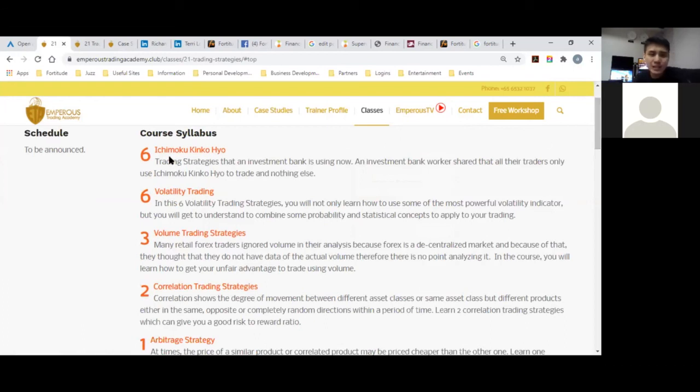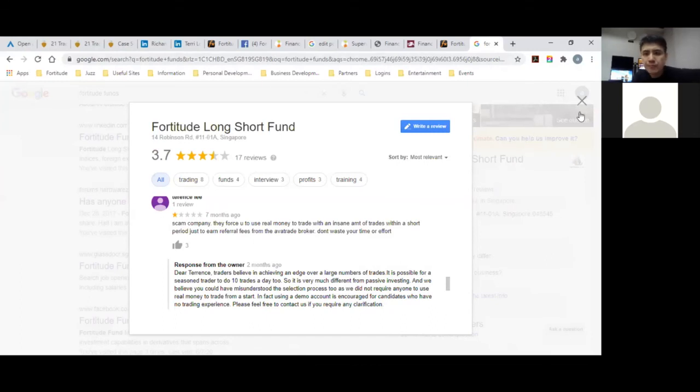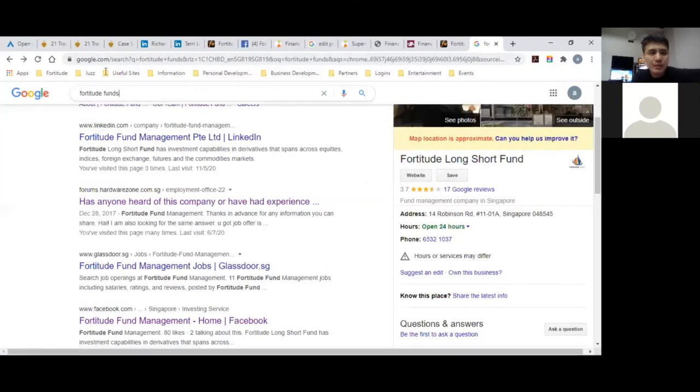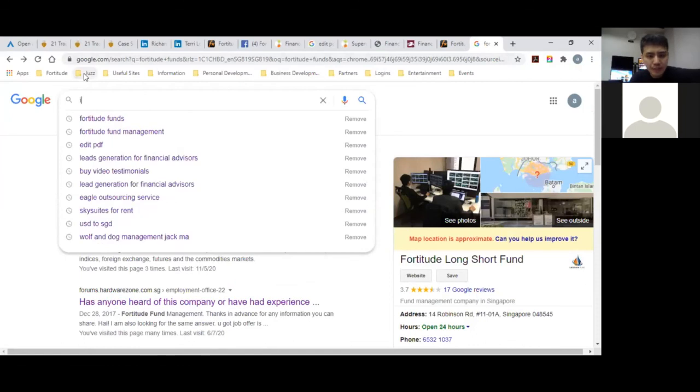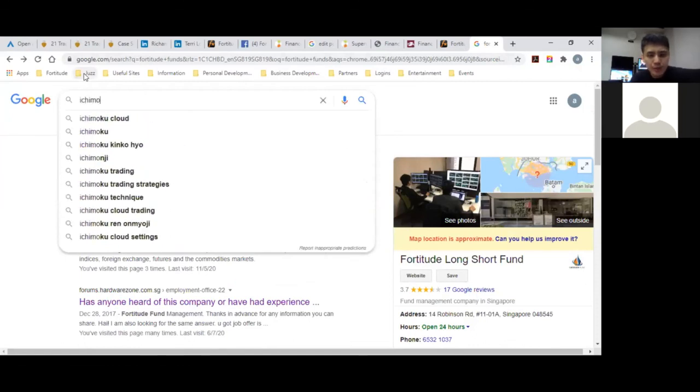There's these six, Ichimoku Kinko Hyo. In fact, when you Google Ichimoku, it comes out.